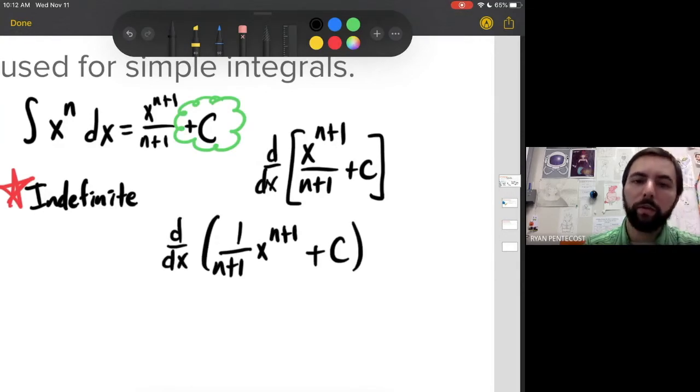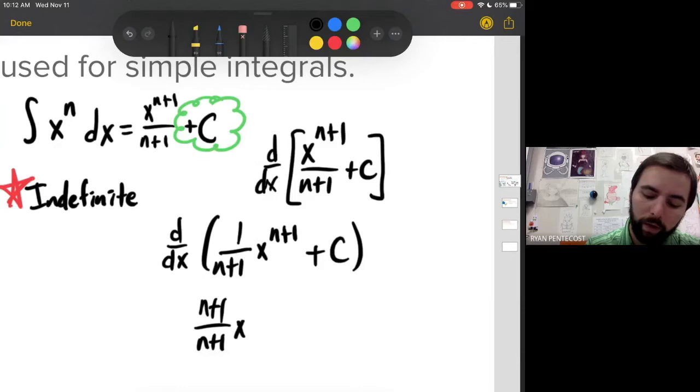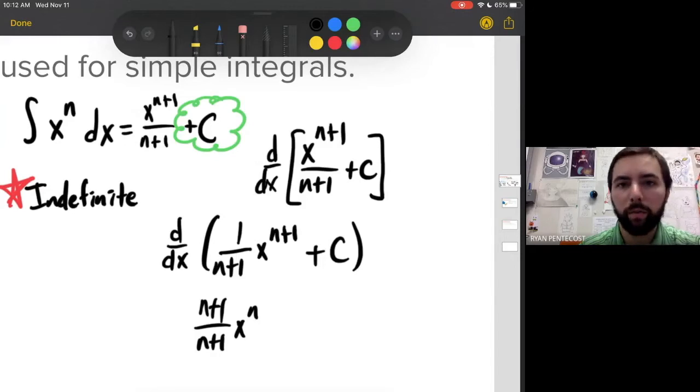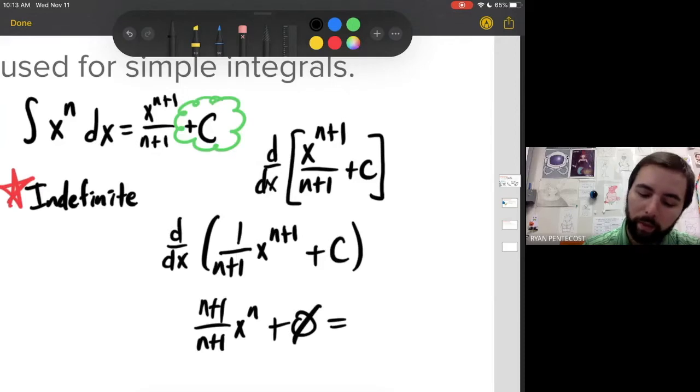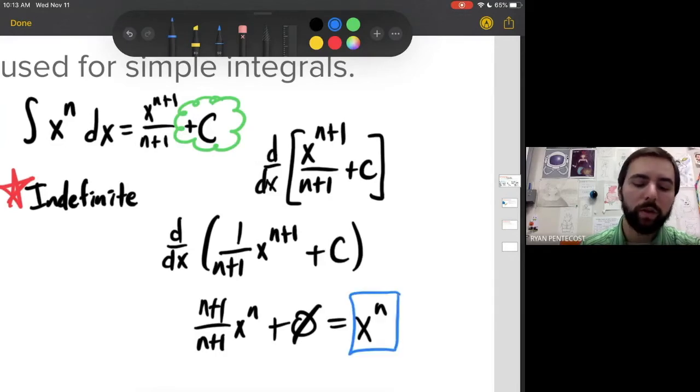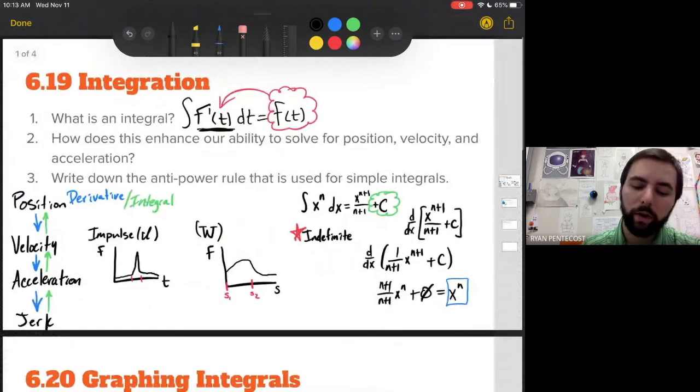Now, to take the derivative, you take the exponent and you bring it down, so then you have n plus 1 over n plus 1 times x. Then you decrease the exponent by 1, so n plus 1 minus 1 is n. Then a constant becomes 0. Then n plus 1 over n plus 1 is 1. So you return to x to the n. So this just shows you that if you take the integral and then the derivative, you can just bounce back and forth. That's one way to check your work as well. All right, so that's a quick introduction to the integration we're going to be doing in this class.